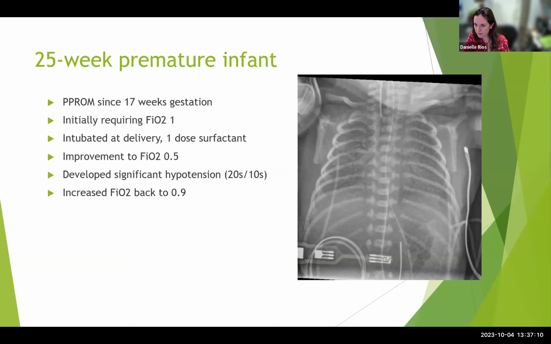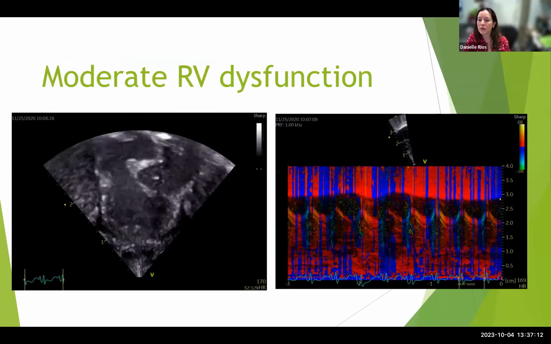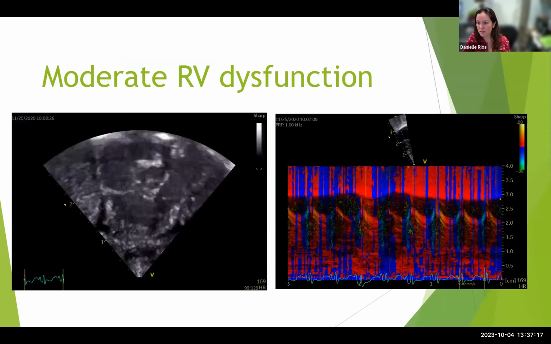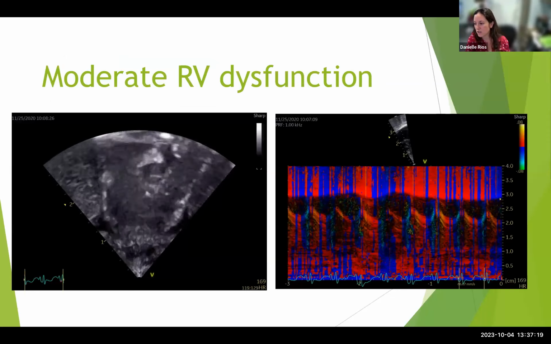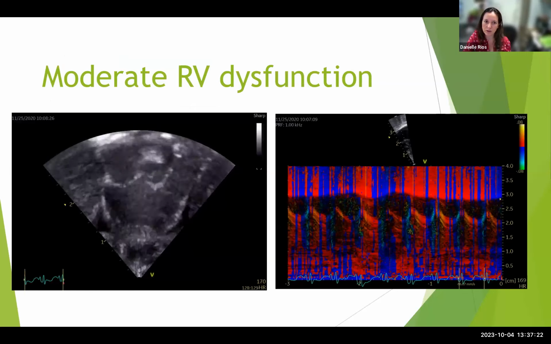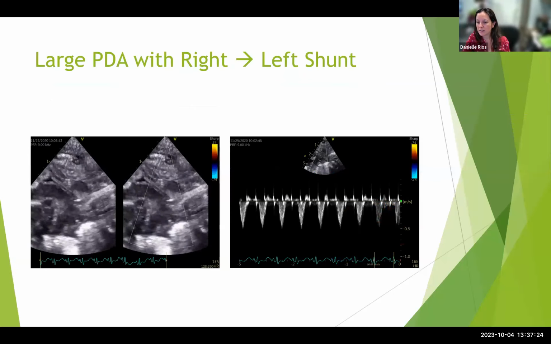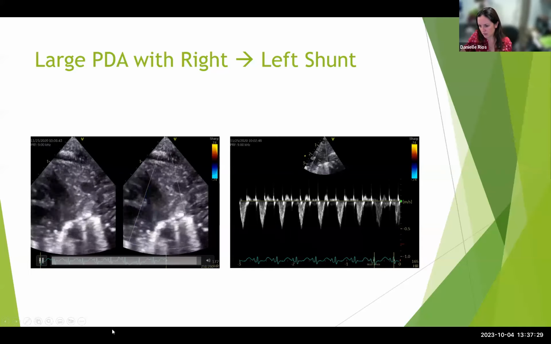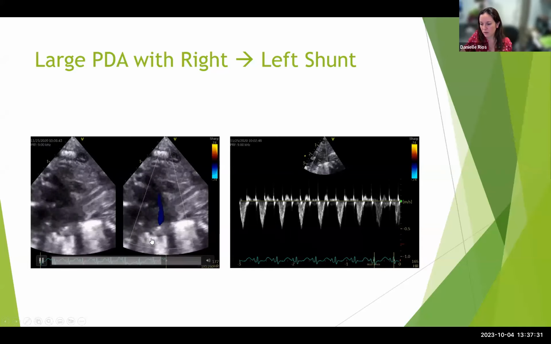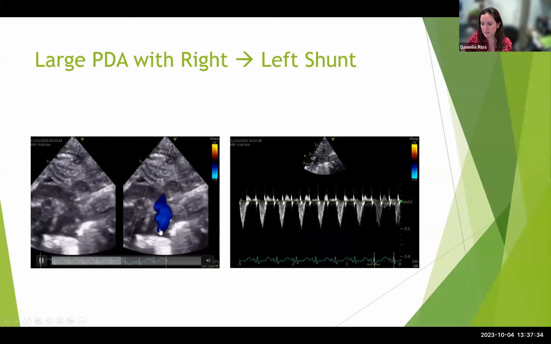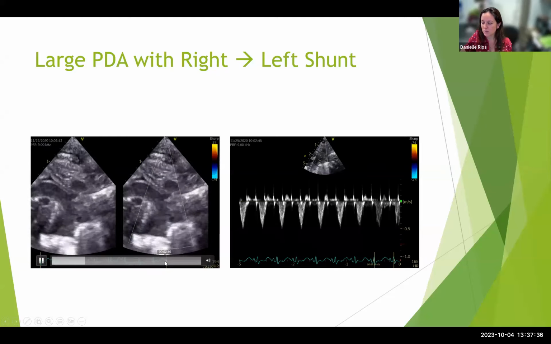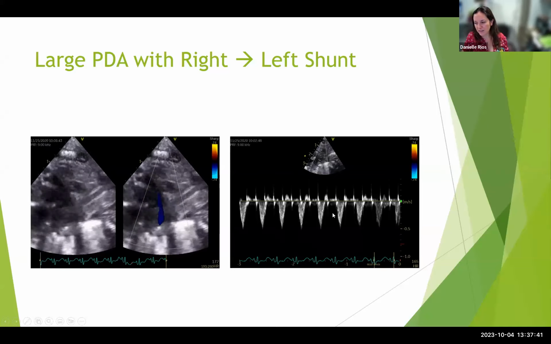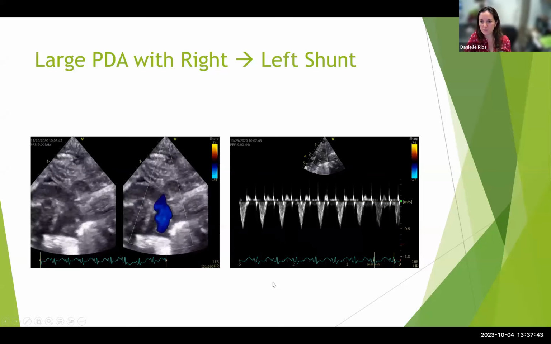So hemodynamics consult was asked for, and what they saw was moderate RV dysfunction. So here's your RV FAC and your TAPSE. Your TAPSE was low and your FAC was low as well. And here on the left, you can see another sweep. So we do a ductal sweep from the aorta to the pulmonary artery, and you can see the PDA briefly, all right to left. And then on Doppler, you can see that it's all right to left as well.